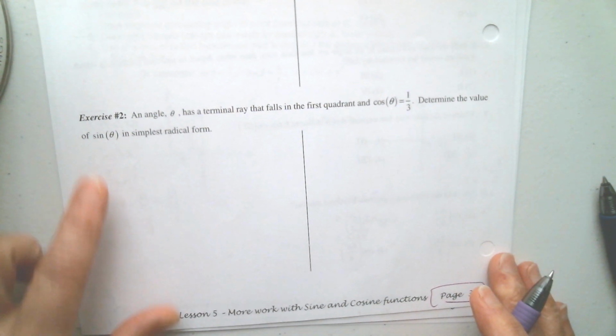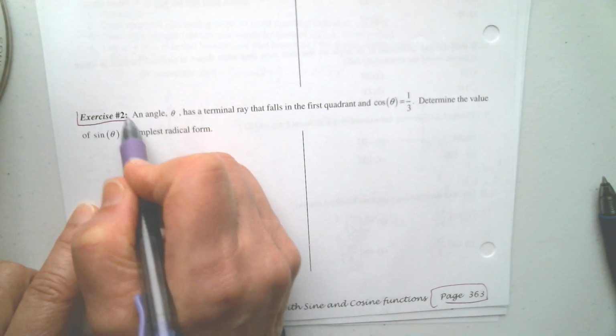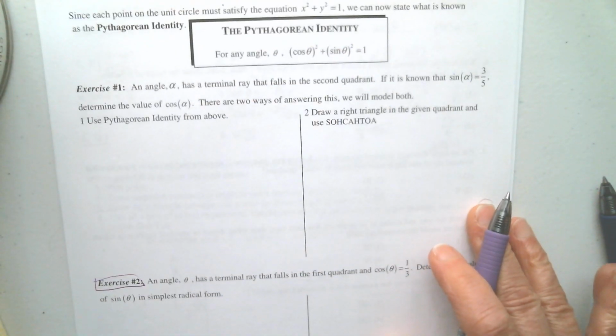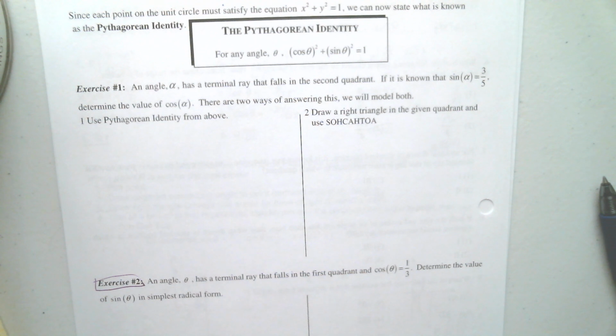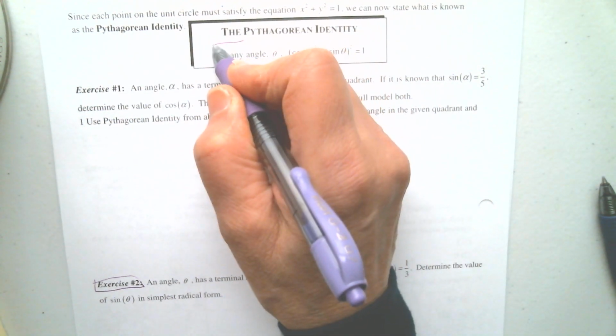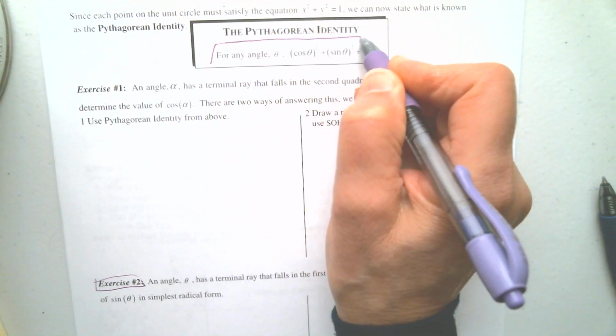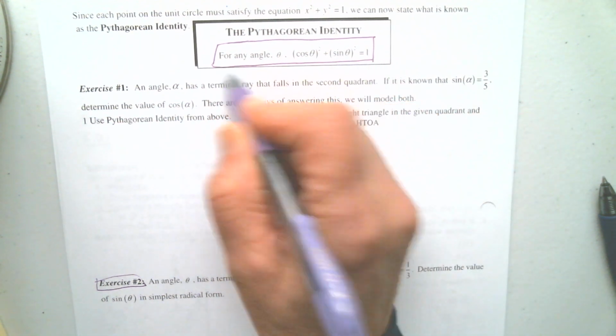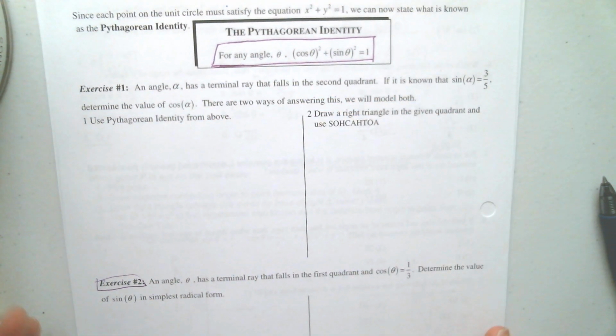And before we do exercise 2 on this page, let's look up above in the box. It says, since each point on the unit circle must satisfy the equation x squared plus y squared equals 1, we can now state what is known as the Pythagorean identity. All right, so this is true for any angle. It's an identity, and an identity is true for any value of your variable. In this case, for any angle, this is true.